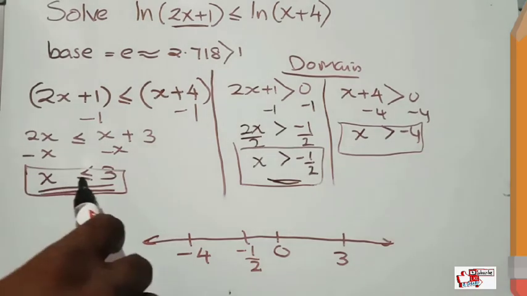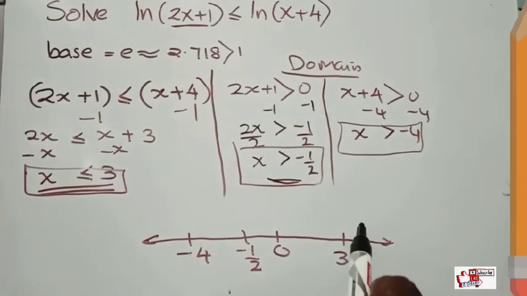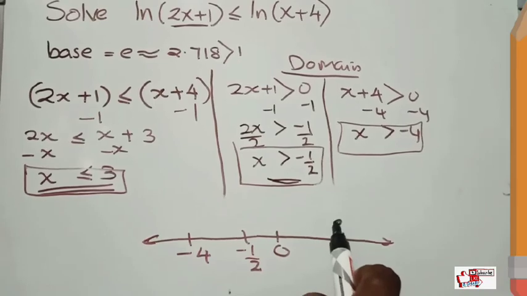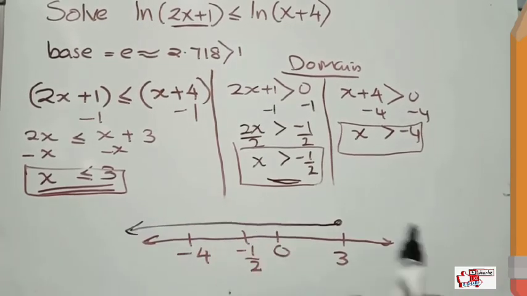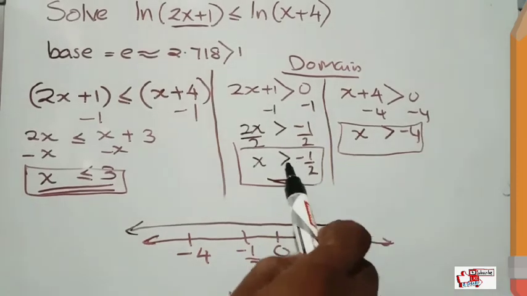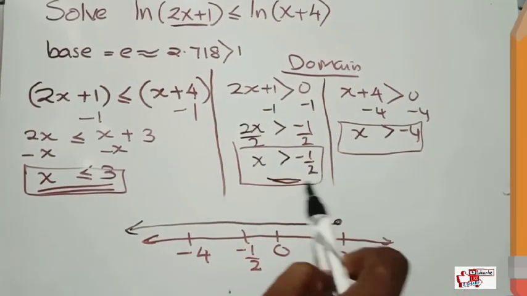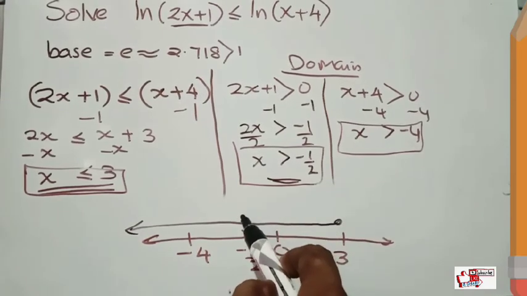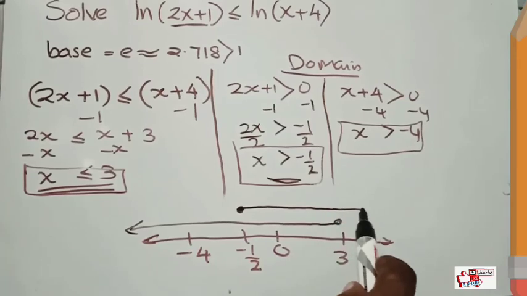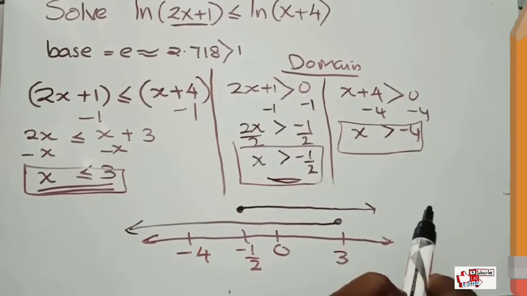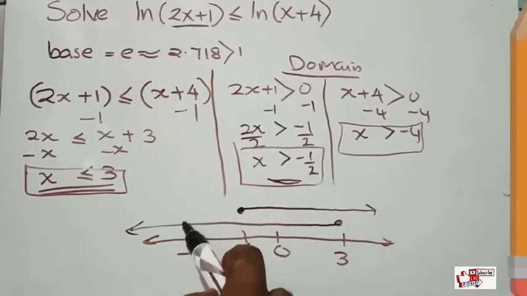You don't need to think about any other things. In this way you can answer it. First one is x less than or equal to 3, that means x is smaller than 3. Next one, x is bigger than minus 1 by 2. And the last one is x is bigger than minus 4.